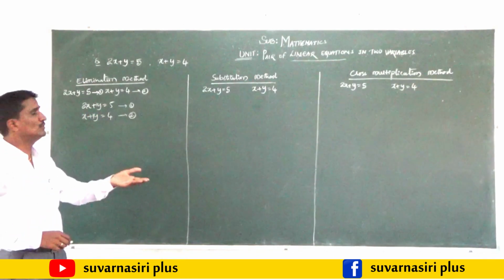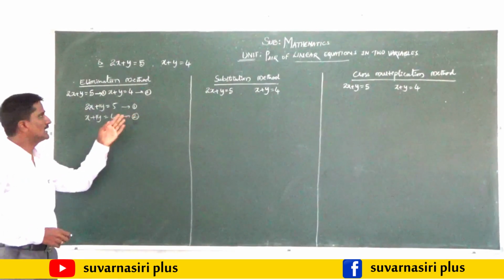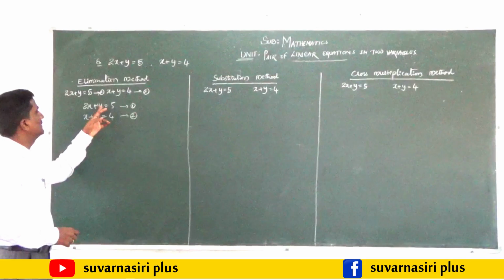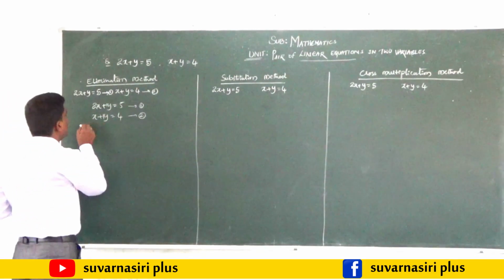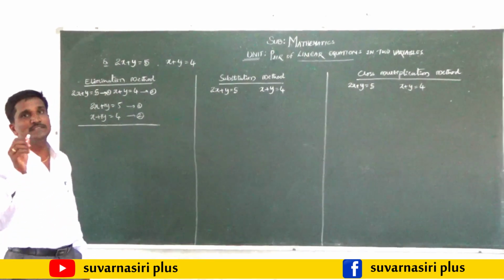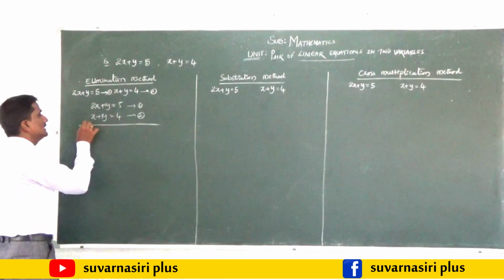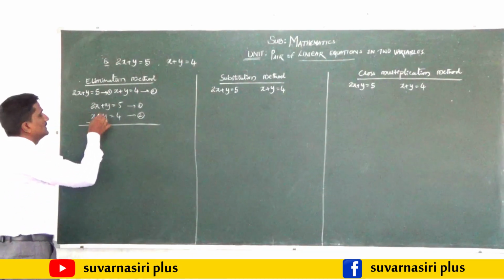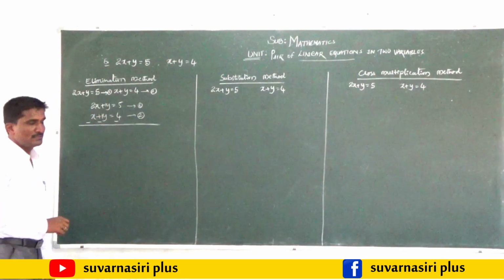There is no need to rearrange the equations by multiplying the coefficients. Already there, one variable is 1y and 1y. So directly you have to subtract the two equations. While subtracting, you have to change the sign of the second equation. Here plus is there, minus. Here plus is there, minus.